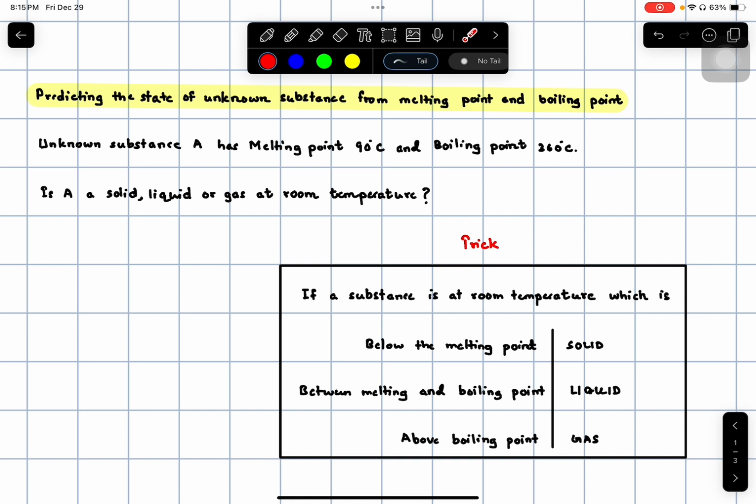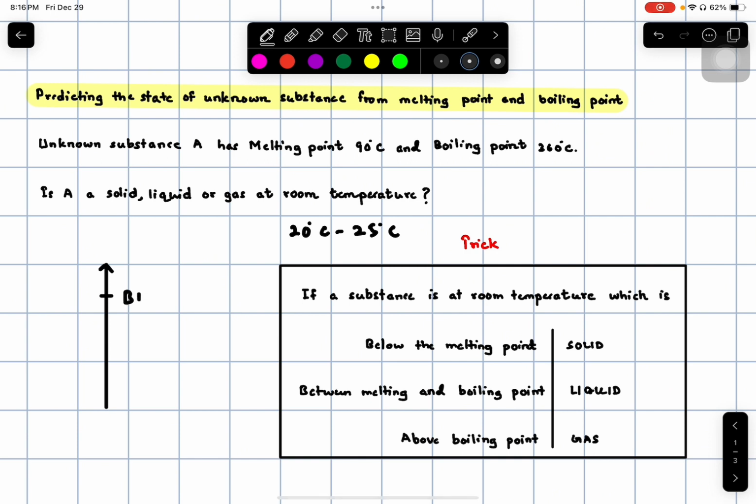So is A a solid, a liquid, or a gas at room temperature? Now, room temperature is somewhere around 20 degrees Celsius to 25 degrees Celsius. The trick that we're going to use is by drawing something like this. Now, the boiling point for any substance is going to be higher than the melting point.